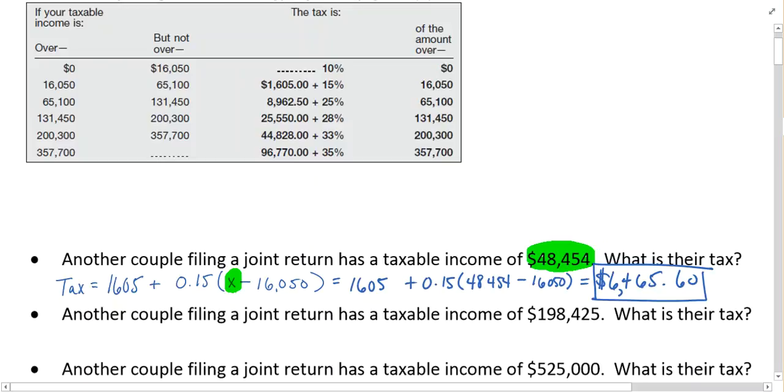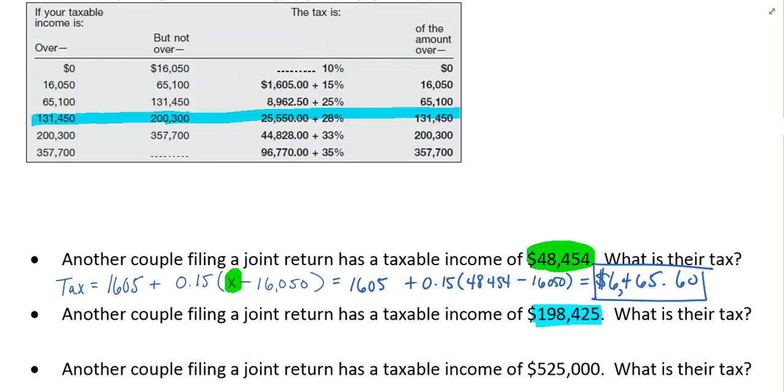Moving on, this next couple has a taxable income of $198,425, and an income of $198,000 falls in between these two data points, these two values, so we must continue and use this line for our calculations of our taxes. I'm going to pause this recording and set up the equation. I'm going to ask that you do the same. Please set up your work and compute your result. Check back in a moment to see what the solution is.